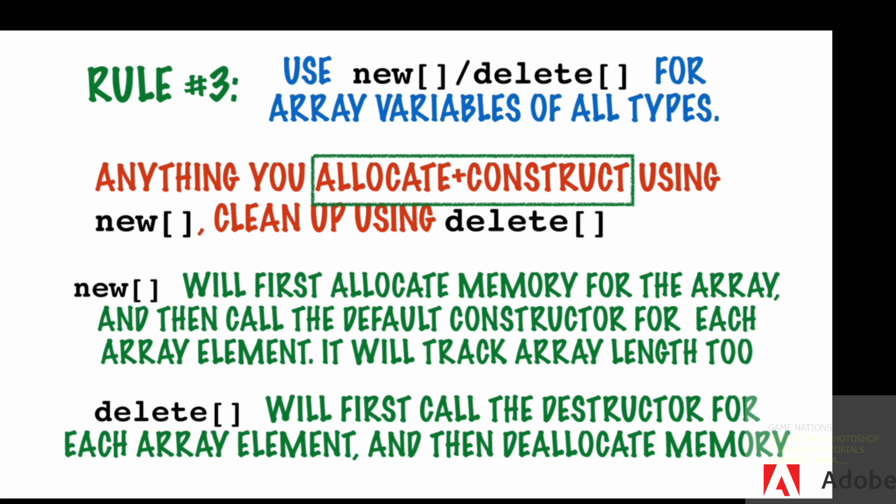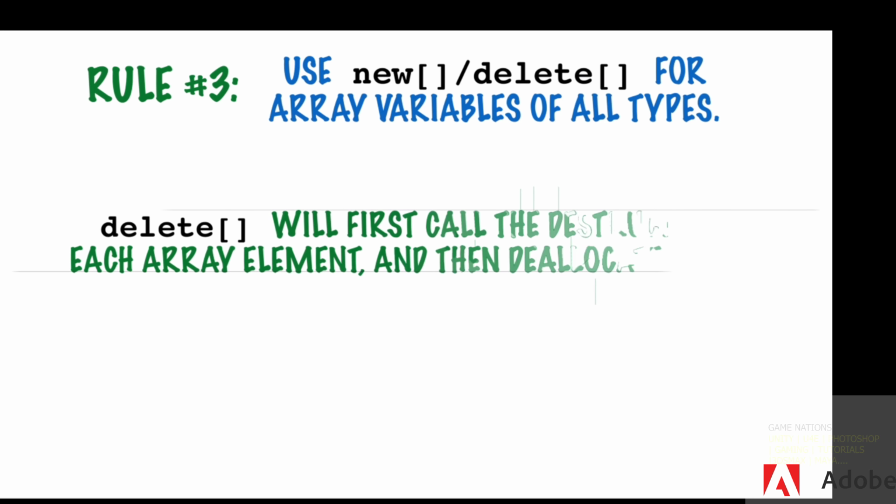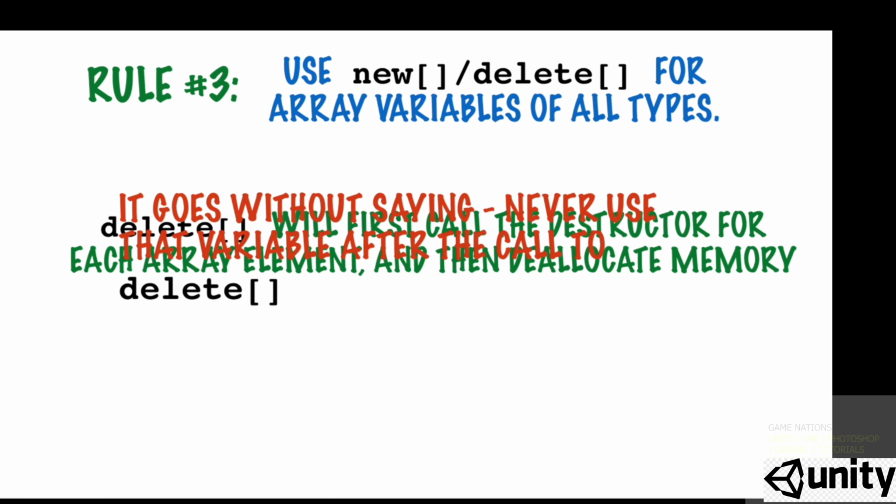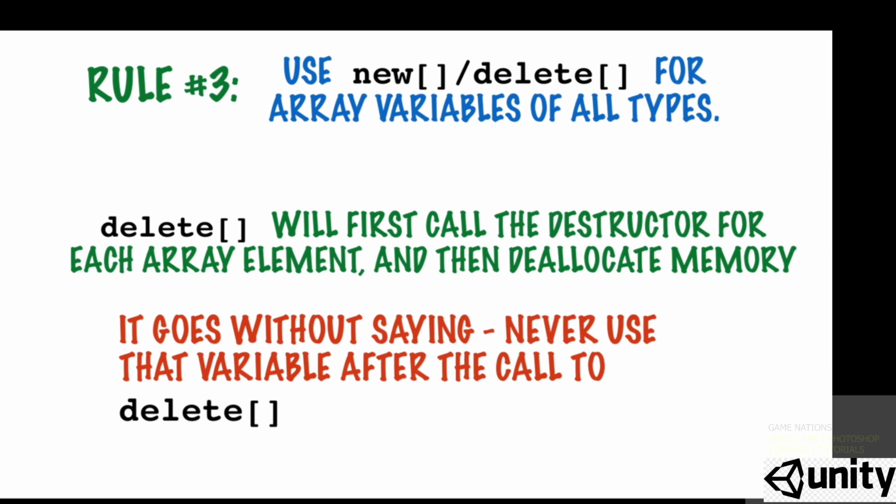Once again, I'll mention something that's obvious but absolutely needs to be said about the use of delete with square brackets. Anytime you call delete with square brackets on a variable, never use that variable after that. That's because you've destroyed it. It's no longer in a state in which it can be used. You've called the destructor on all the array elements and you've deallocated memory for the array. Do not use that variable once you've called delete on it.